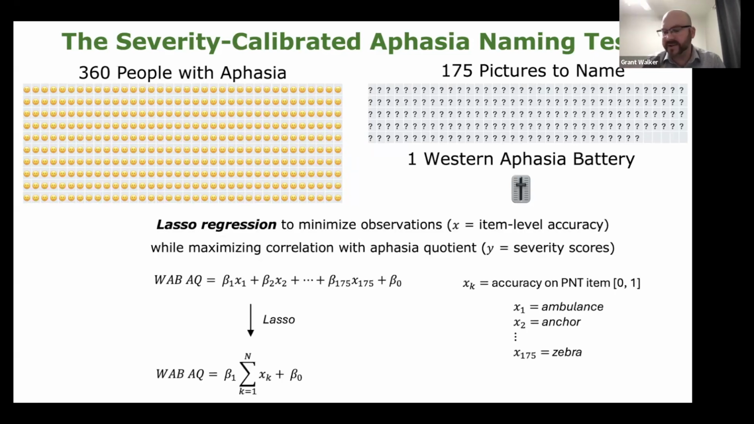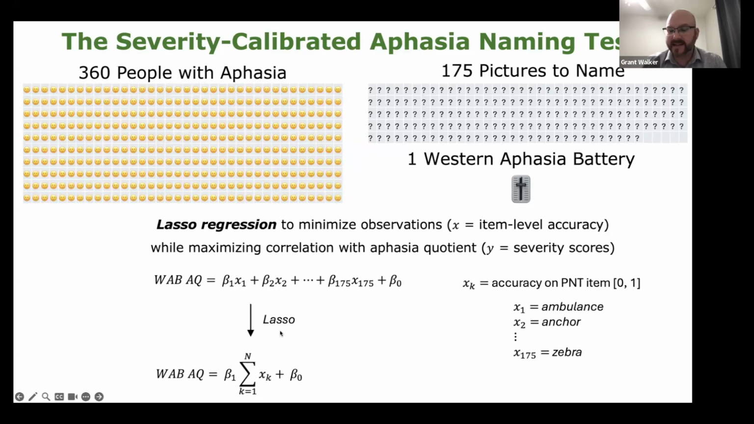I'm going to gloss over a lot of methodological details in this talk, so feel free to ask me later or look at the papers. But we use lasso regression. Essentially, we assign each item a weight that tells us how important the item is for predicting the aphasia quotient. And then we order them by their weight, and we take some n number of items and we just add them up and we use that as our test. And so how do we get this n number of items?